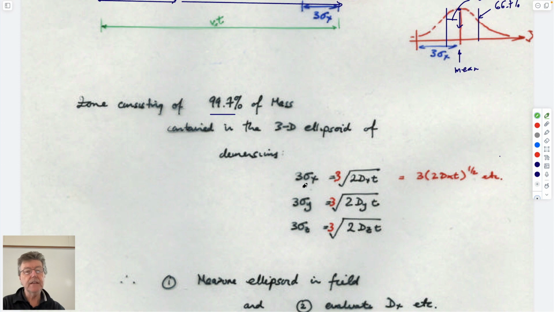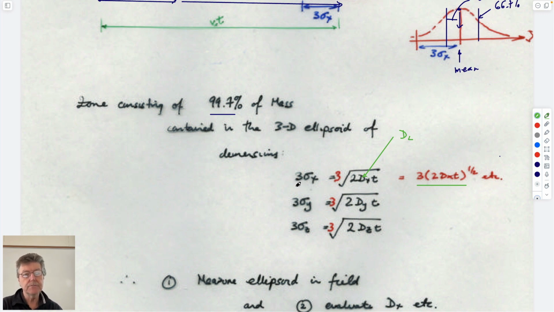So we know that this length of 3 standard deviations is equal to, not cube root, but 3 times 2 times this would be longitudinal dispersion times time. I guess that's the same expression here, less ambiguous. This isn't a cube root, it's 3 times the square root, which is this. And so if we know what this length is, we can relate that to this very simple equation.